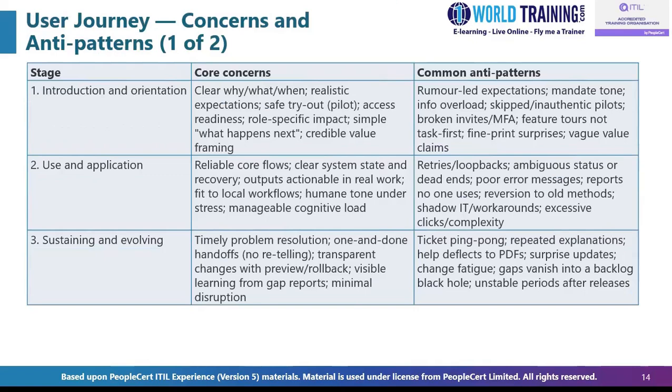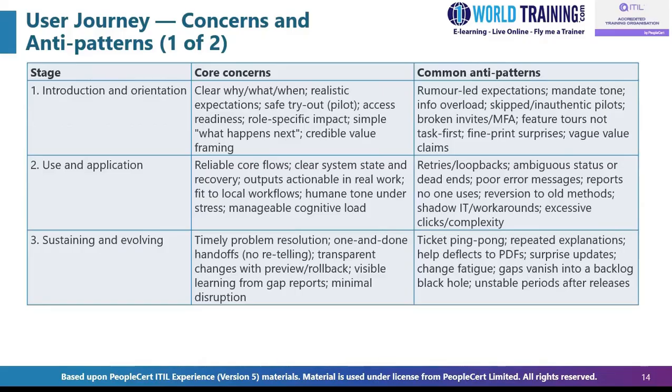User journey concerns and anti-patterns. This table 5.1, in the book is dense, so don't try to memorize every cell. Focus instead on being able to place a described situation into the right stage and name the right anti-pattern. The 3 anti-patterns that come up again and again in exam questions are help deflects to PDFs at stage 3, feedback black holes at stage 4, and fine print surprises at stage 1.